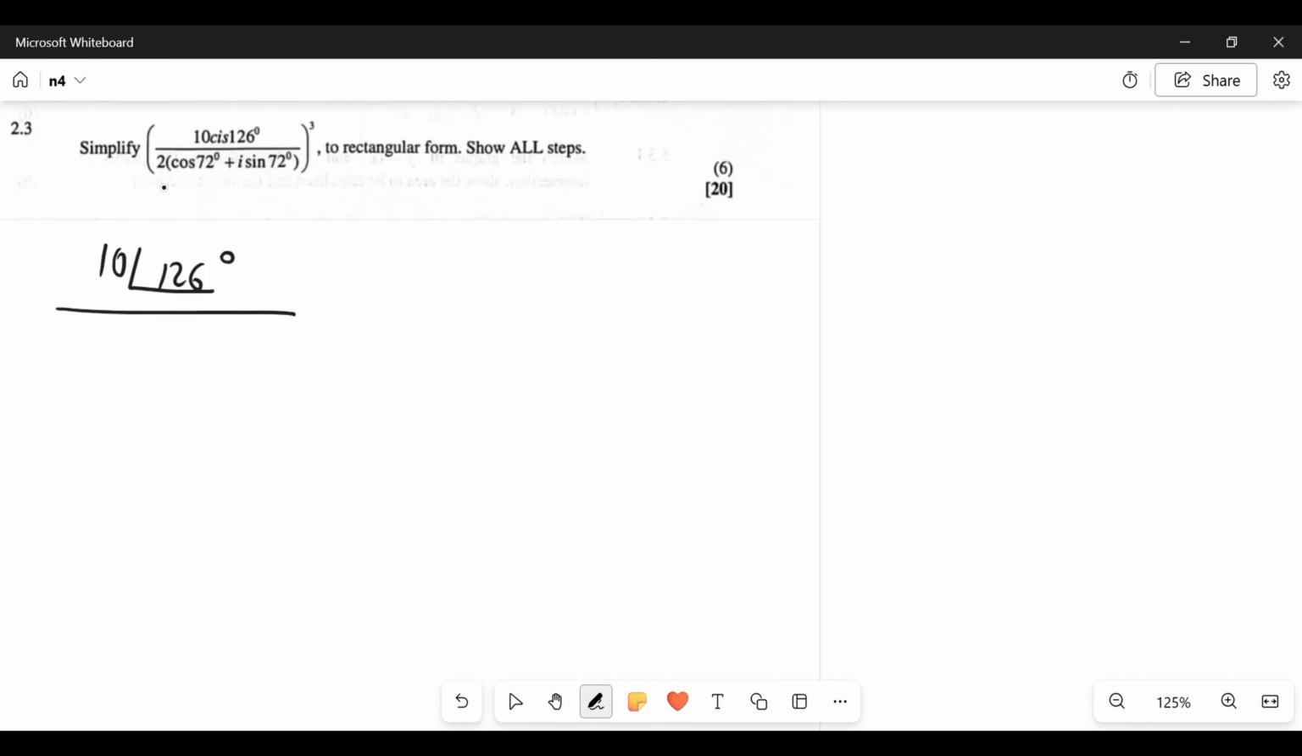And also on the denominator, we have 2 multiplied by cos 72 plus I sine 72. Guys, this is also another notation for polar form. So we can write it in this notation. We have 2 and then we have polar 72. Or you can use the cis notation. It's all good, guys. But let's not forget, all of this has the power of 3 there. It means we need to use De Moivre's theorem.